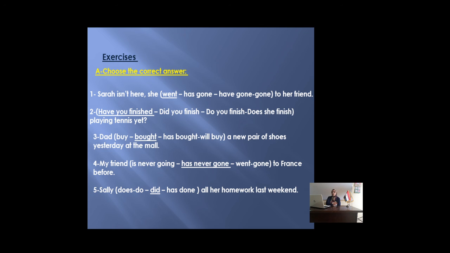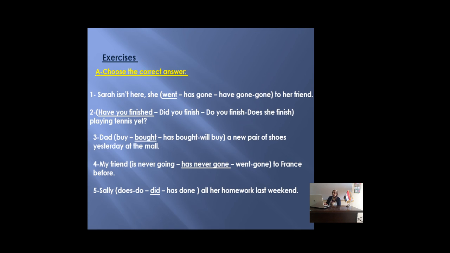Number 4, my friend is never going or has never gone or went or gone to France before. So we have this before, we have to use the verb has never gone. Number 5, Sally does or do or did or has done all her homework last weekend. We have here last weekend, which means that it's in the past. So we have to put did her homework.